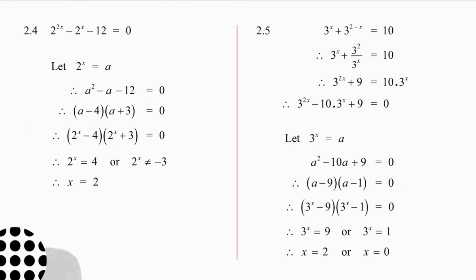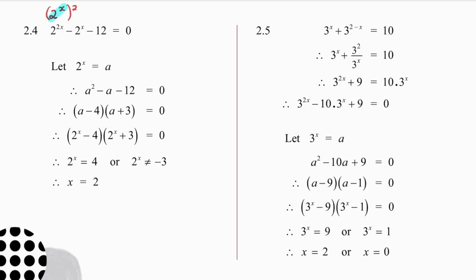In question number 2.4, that is a trinomial. If you are happy factorizing it, perfect. If not, what we're going to do is the following. 2 to the 2x I can write as 2 to the x squared. And what I'm going to do is I'm going to let 2 to the x be equal to a.